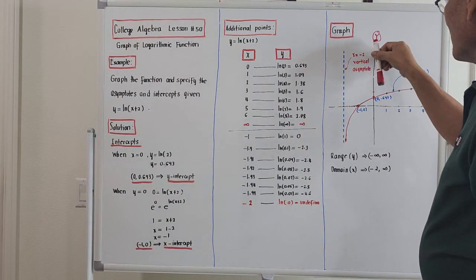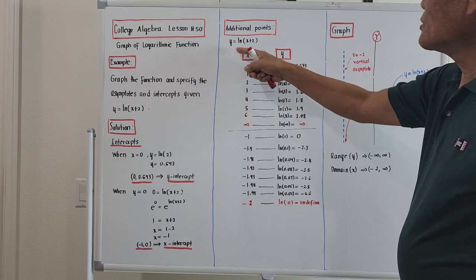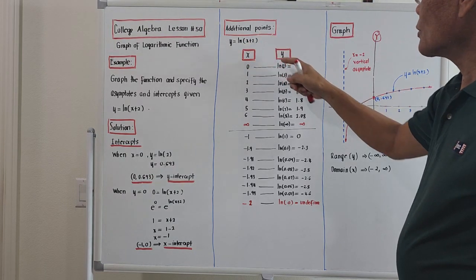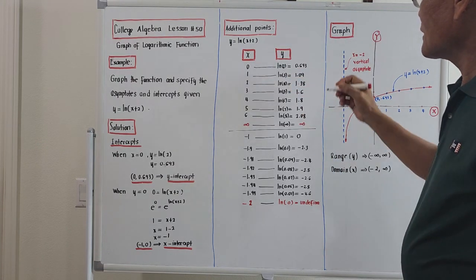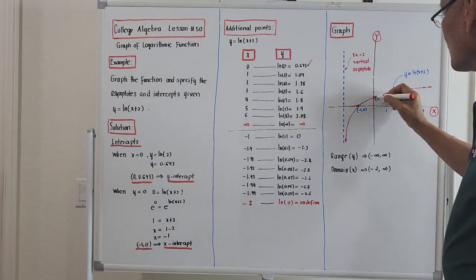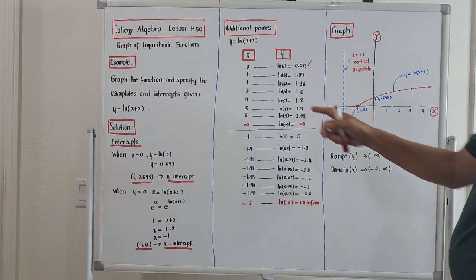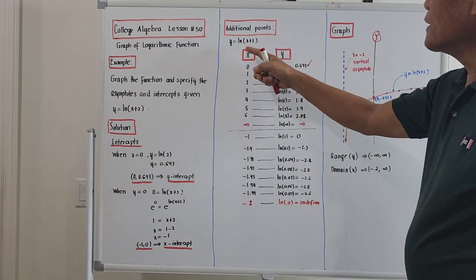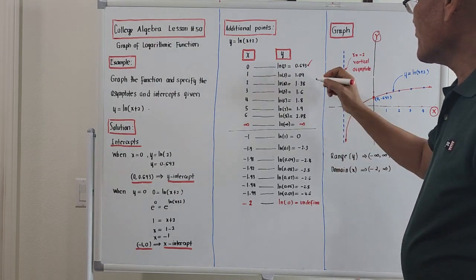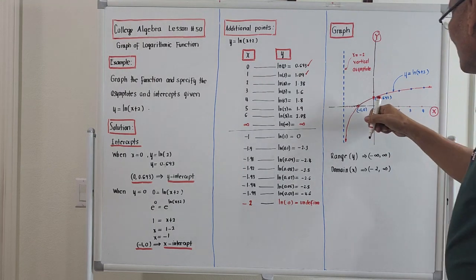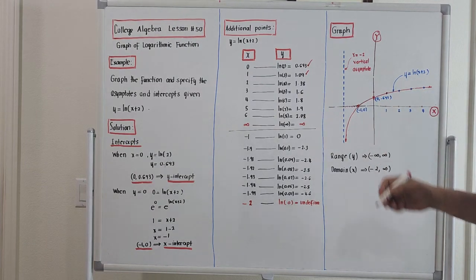We start with 0. When x is equal to 0, in the given equation, y should be equal to the natural logarithm of 0 plus 2, or simply the natural logarithm of 2. The value of y at that instant will be 0.693. It is actually this one. What will be the next location? We move a little bit to the right. When x is equal to 1, y will be the natural logarithm of 3, and the natural logarithm of 3 is 1.09. So a little bit to the right, this will be the point, 1.09.